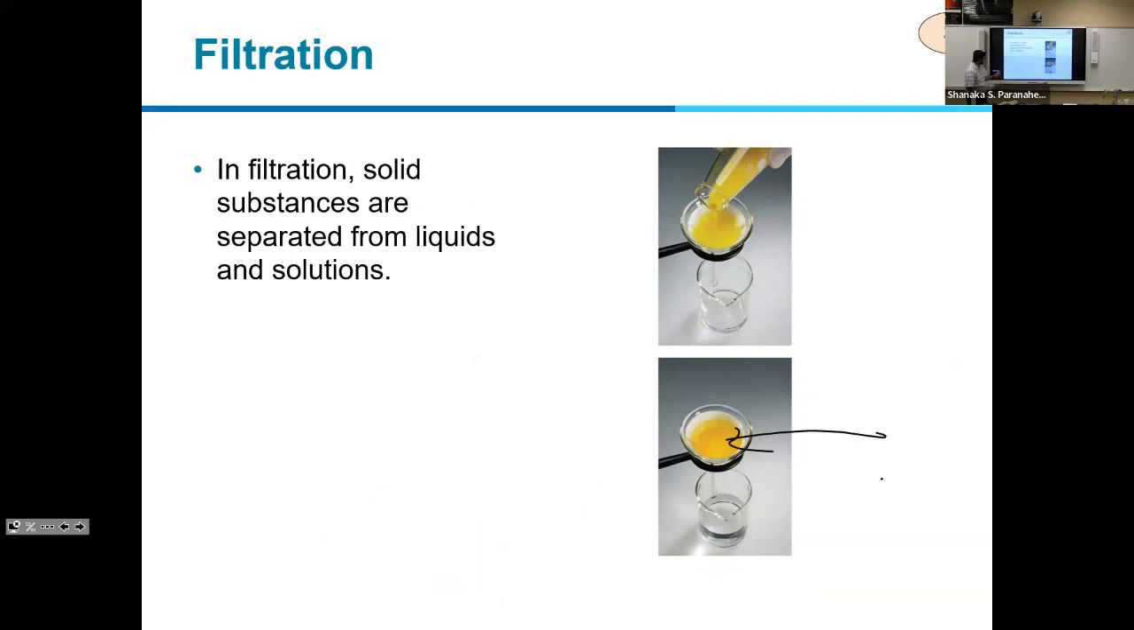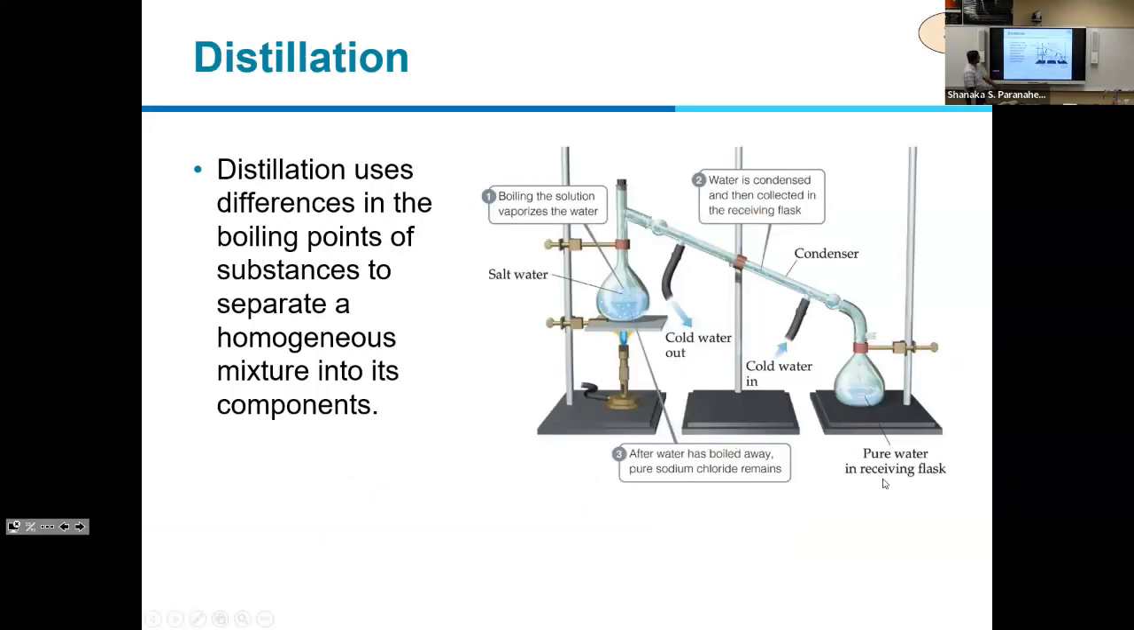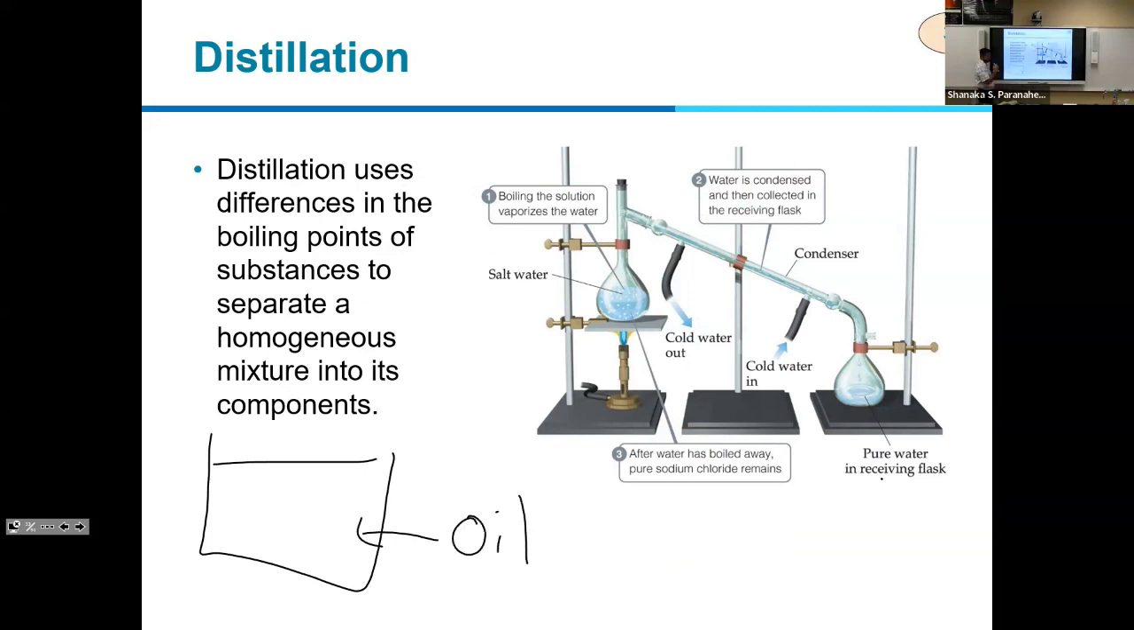Okay, so that's a nice yellow-colored precipitate. Distillation uses differences in the boiling point of substances to separate a homogeneous mixture into its components. The best example is purifying crude oil. The oil is a mixture of a lot of chemicals. So we can get different types of chemicals at different temperatures because the property that we are going to use in this technique is the boiling point.